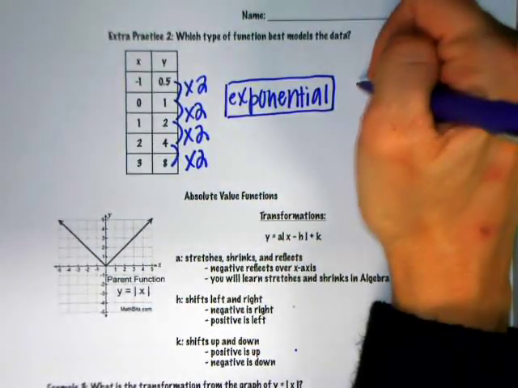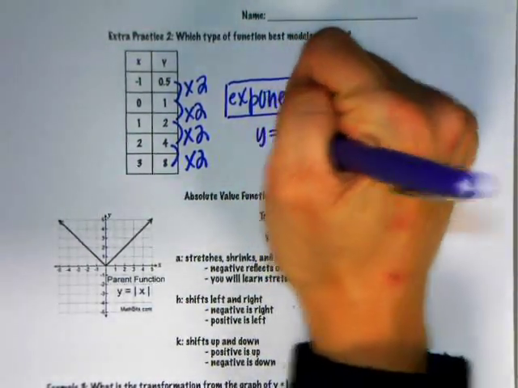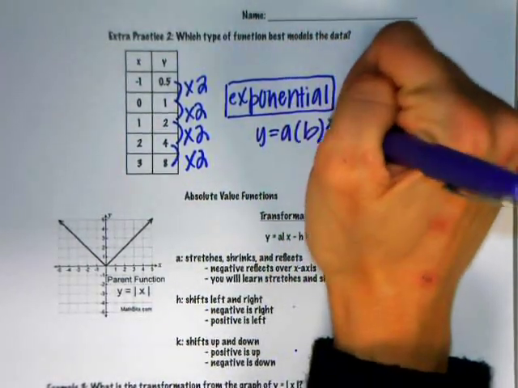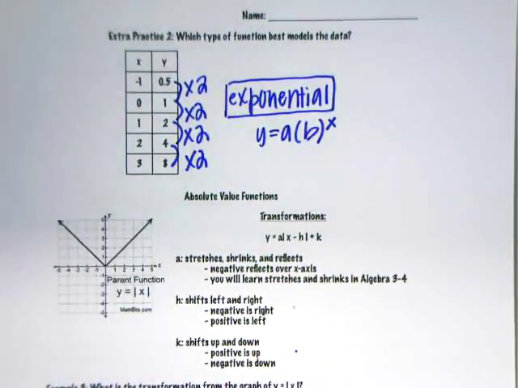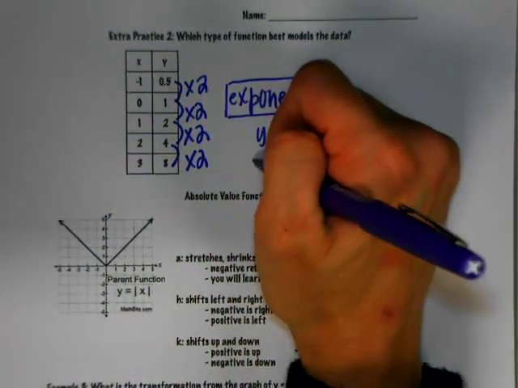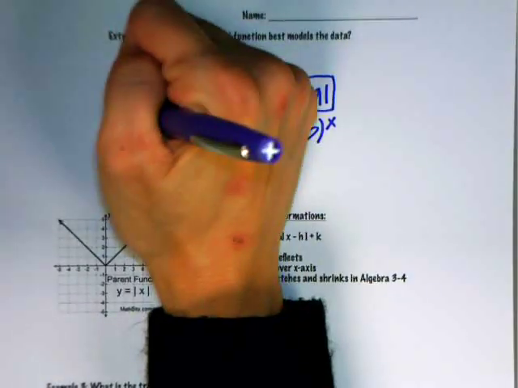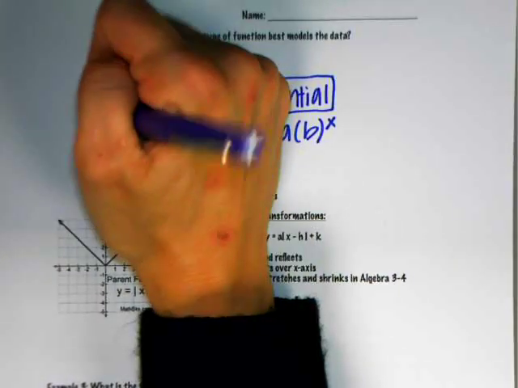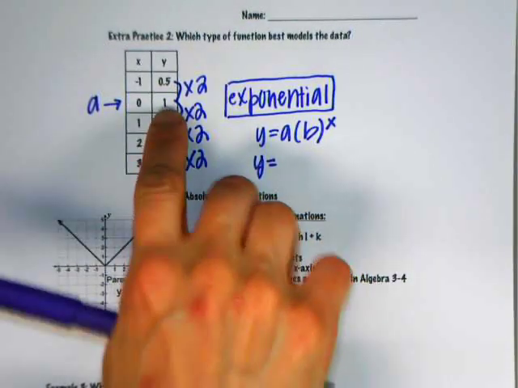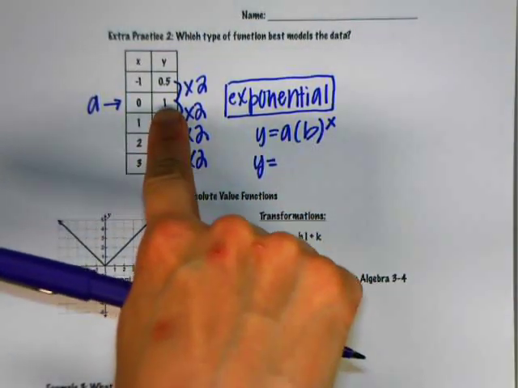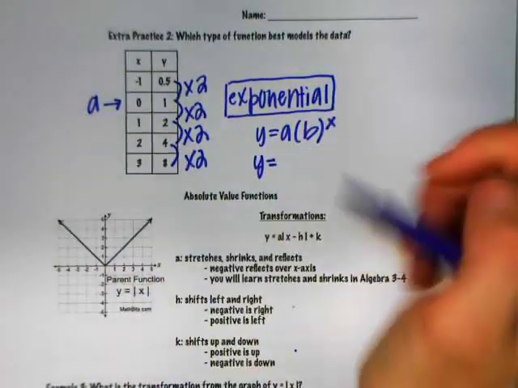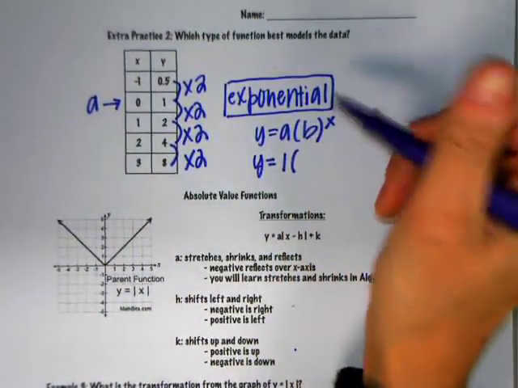Okay, and then standard form for exponential is y equals a times b to the x power. A is your starting value. So in other words, your y-intercept, which is what? It was 0, 1. So 1 is your starting amount. Okay, so 1. And then b is what you're multiplying by each time.